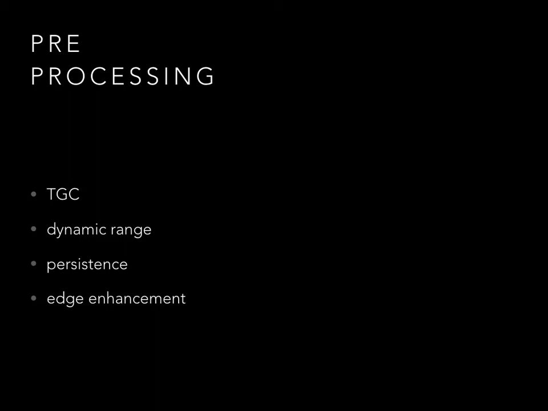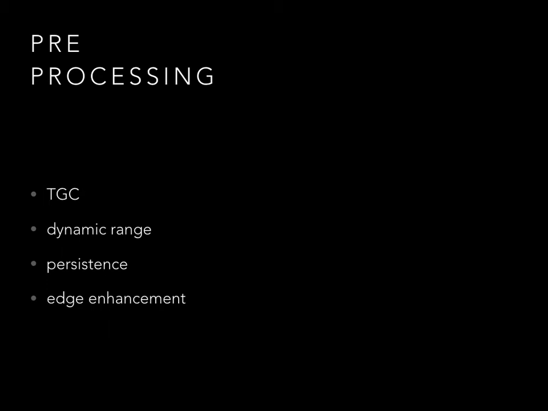With pre-processing, we manipulate data as it is acquired, before it's stored in the memory. Time gain compensation, or TGC, adjusts the amplitude or gain of the returning echo signals along the length of the ultrasound beam. Dynamic range is the ratio of the maximum and minimum signal level.